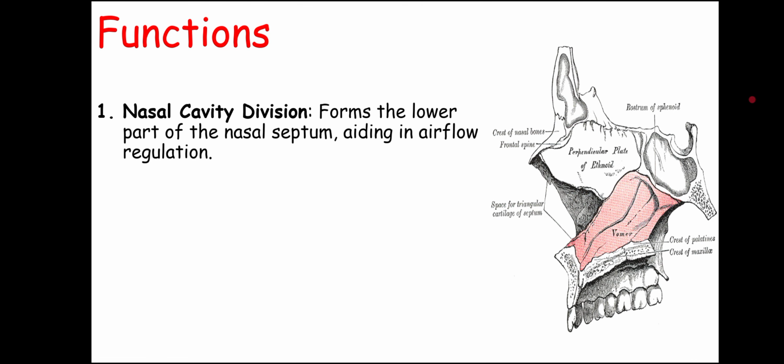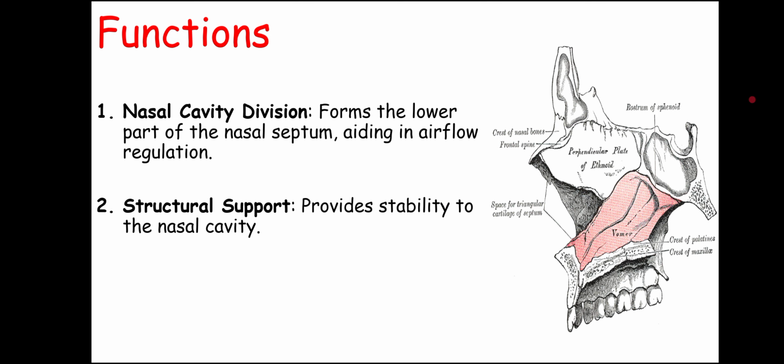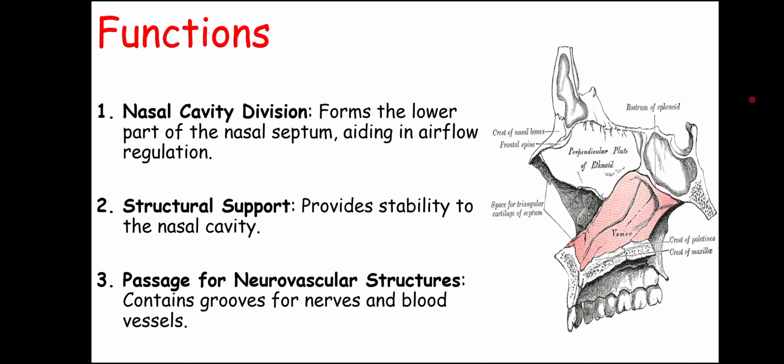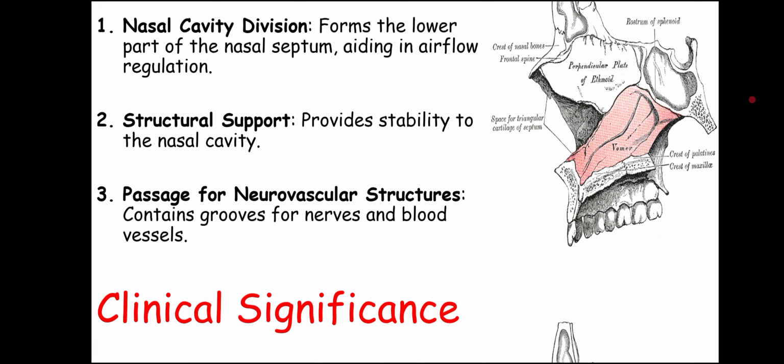Now let's talk about the functions of vomer. Nasal cavity division: it forms the lower part of the nasal septum, aiding in airflow regulation, and that's how it divides the nasal cavity. The second function of vomer is structural support, as it provides stability to the nasal cavity. And the third function is passage for neurovascular structure, as it contains grooves for nerves and blood vessels.